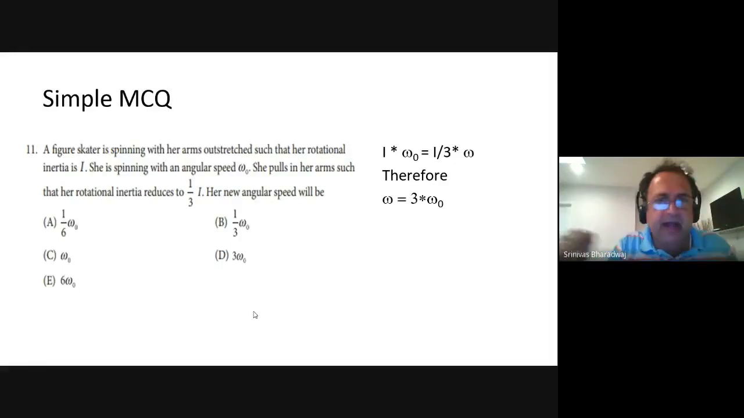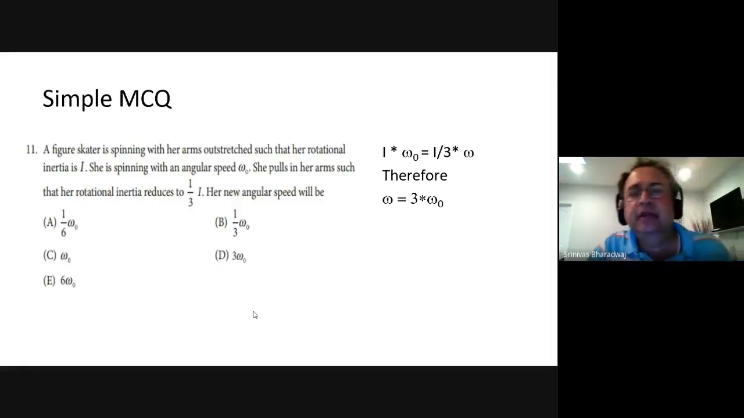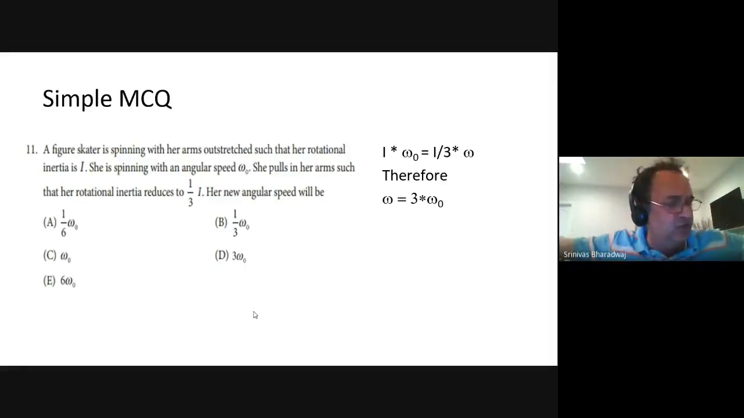When she moves her hands in, she is reducing her moment of inertia. Initially her moment of inertia is I, and she is spinning with angular velocity omega naught. She pulls in her arms such that her rotational inertia becomes 1/3, right? If you have strong arms, when you pull them in, your rotational inertia will come down, and as a result the rotational inertia becomes 1/3 of what it was.